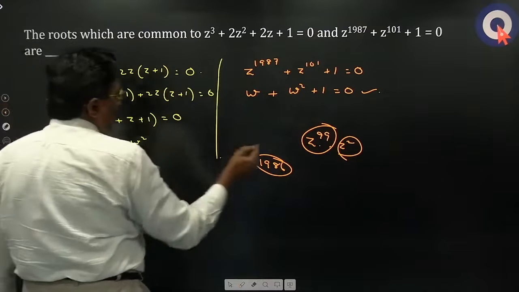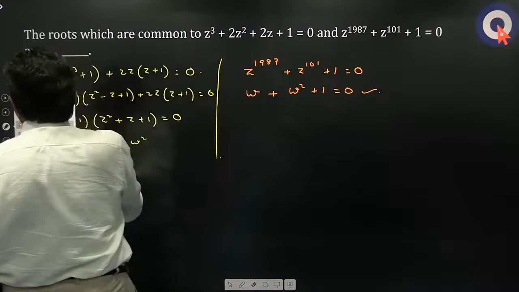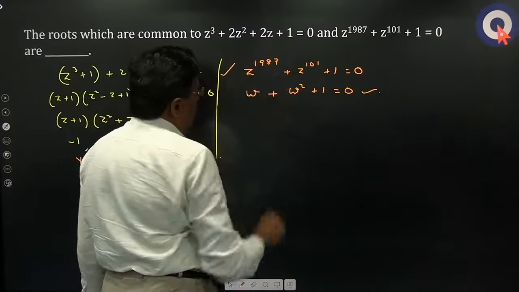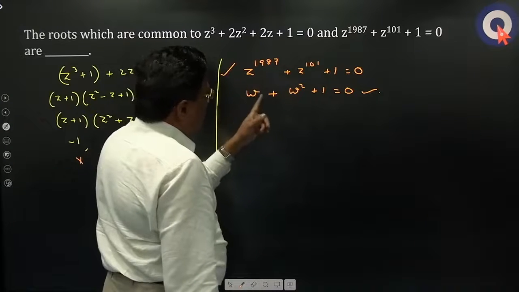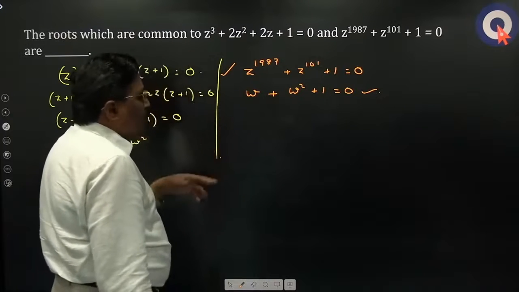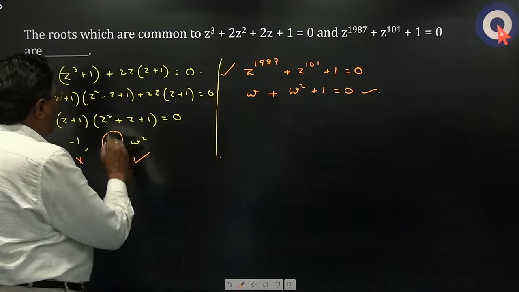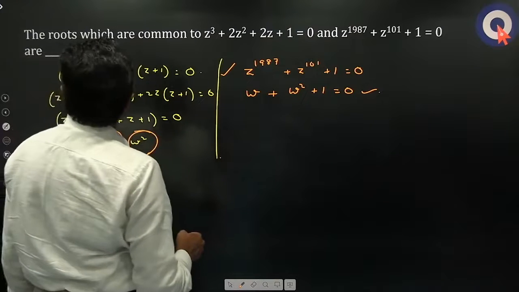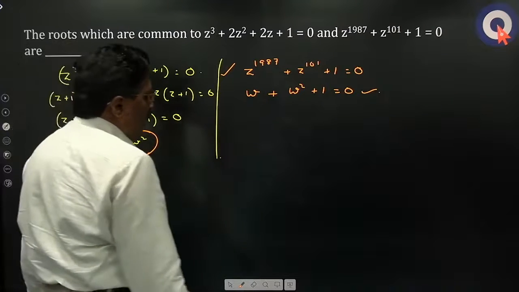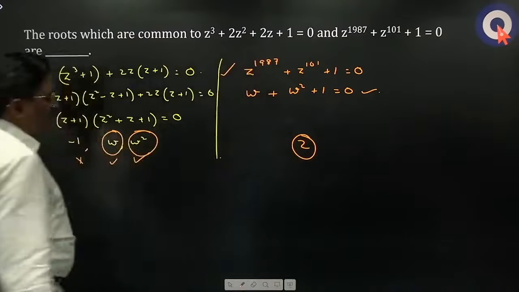So now, when omega is a root, omega square automatically will be a root. Why? Because this equation has real coefficients, so complex roots should occur in conjugate pairs. The conjugate of omega is omega square. So therefore omega square automatically will be a root. We need not substitute and check. So omega and omega square are both roots. The number of roots common to both is 2, and those roots are omega and omega square. We can now move on to the next problem.